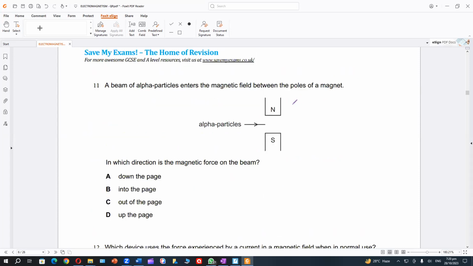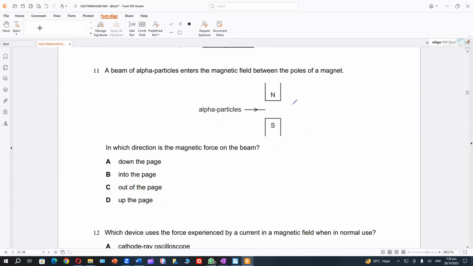Now look at this question. A beam of alpha particles are positively charged particles. Alpha particles are positive particles. When they are going to the right, current is also to the right. Magnetic field is downward. So you have the direction of current. You have the direction of the magnetic field.